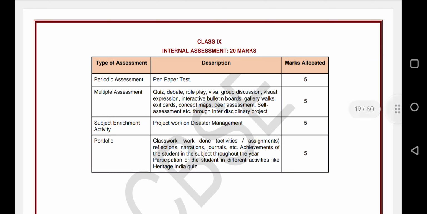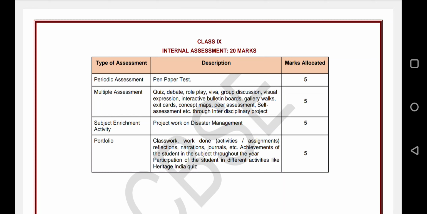Now next we have internal assessment. As I told you, there is the division of internal assessment in 4 parts: periodic assessment, which is going to be pen paper test, unit test, periodic assessment, PA1, PA2, like that. Not PA1, PA2, it's PA1 and PA3. I don't know, it is different in different schools, so you see it accordingly. Then we have multiple assessment, in which so many activities will be conducted throughout the year, and you will be assessed according to that.